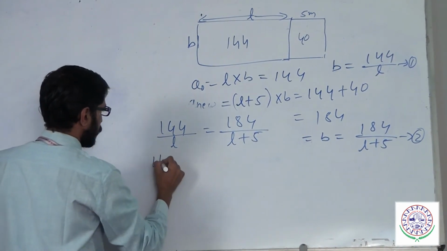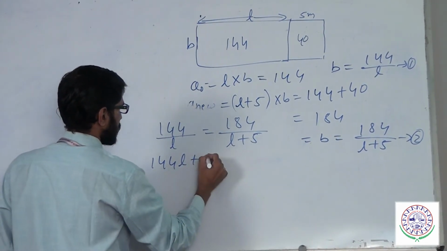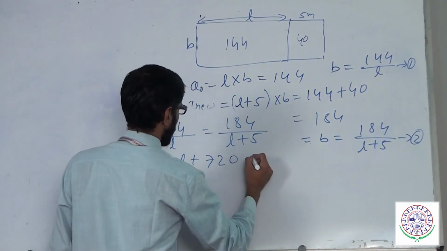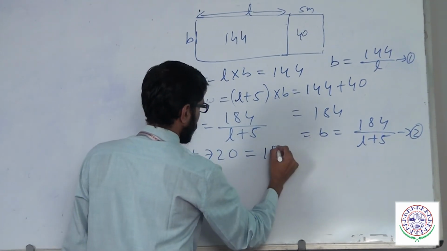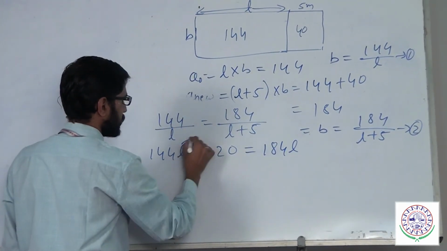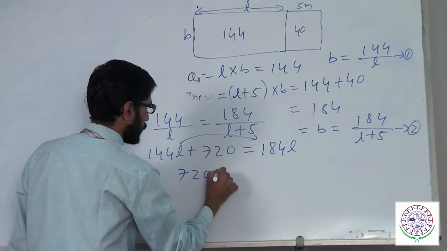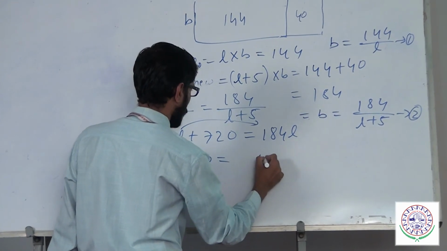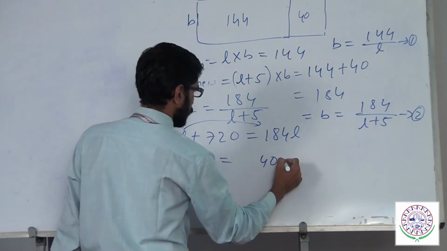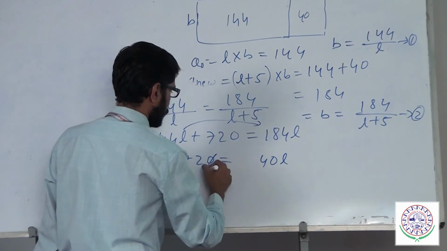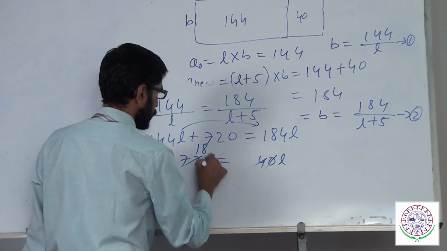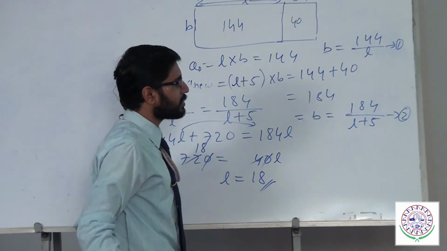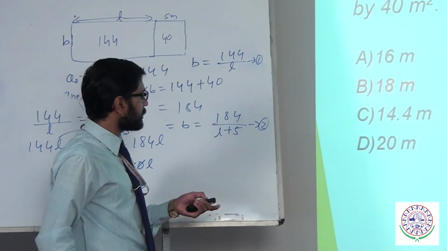What you can get? 144L plus 720. So 144 into 5 will be 720. So this is equal to 184L. So now solve for L, shift this side, what you will get? 720 is equal to 184 minus 144. So this will be 0, this will be 4 and 40L. So now if you subtract them, if you cancel 0, 4 ones are 4, 18s are. So the length will be equal to 18. So this is the answer. So the answer for this question is option B, that is 18.